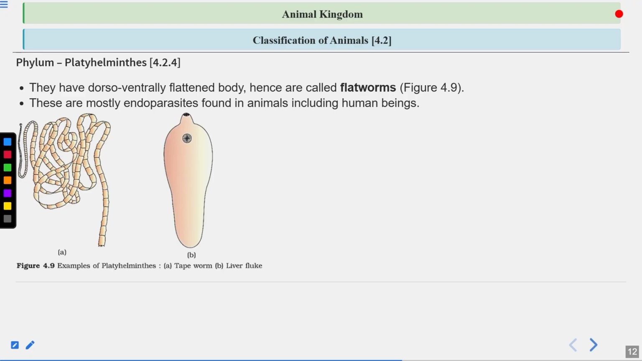So here are the two examples of the platyhelminth. The first one, tapeworm, Taenia solium. Now here you can see such a long tape, like a measuring tape, quite long, right? In the same way, here is the head and the mouth is present at this particular point. And these segments are called proglottids.